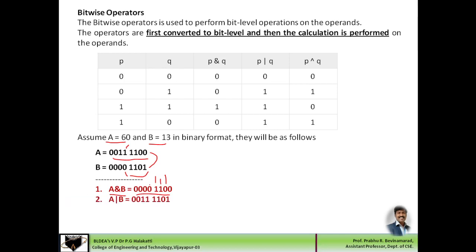And in case of the OR operator, if any one of the bits is having 1, then the result will be 1. And in case of XOR, here what happens? Wherever both the values are 1 1, there it will insert 0. Otherwise everything will be 1.